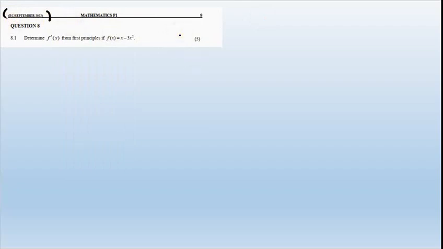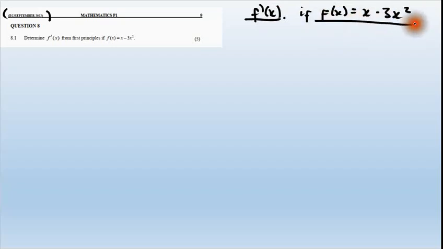Anyway, so we're going to have to derive this, right? So f of x, that's the derivative. If f of x is equal to x minus 3x squared, now that's a quadratic graph, or that's a parabola, so to say.